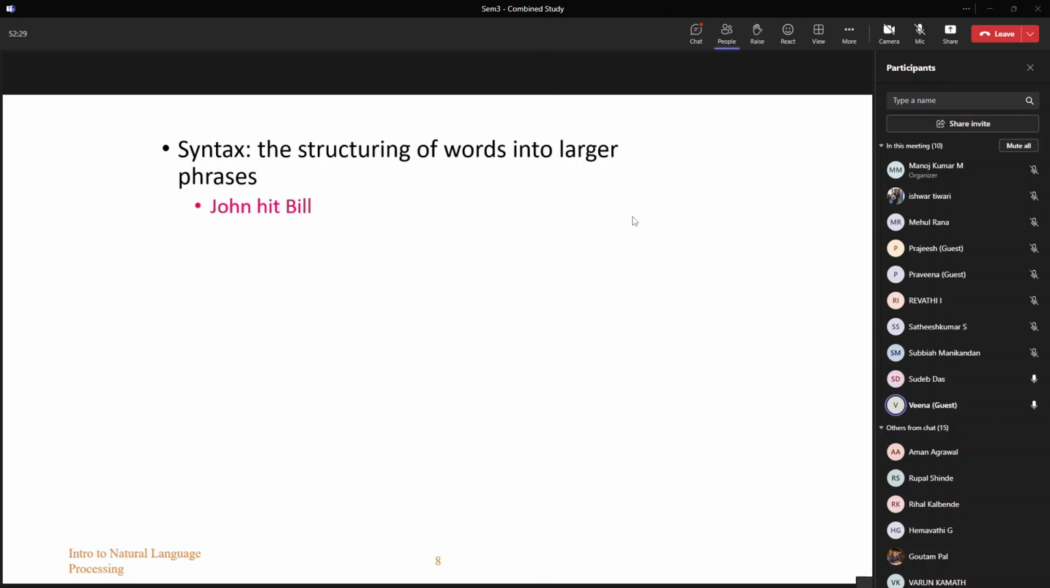Okay, here there is a meaning. So John hit Bill. Bill was hit by John. One is active and the other one is passive. John is the subject, hit is the verb, and the object is Bill. In the other sentence, the subject and object remain the same, and the verb also remains the same, but the position got swapped.